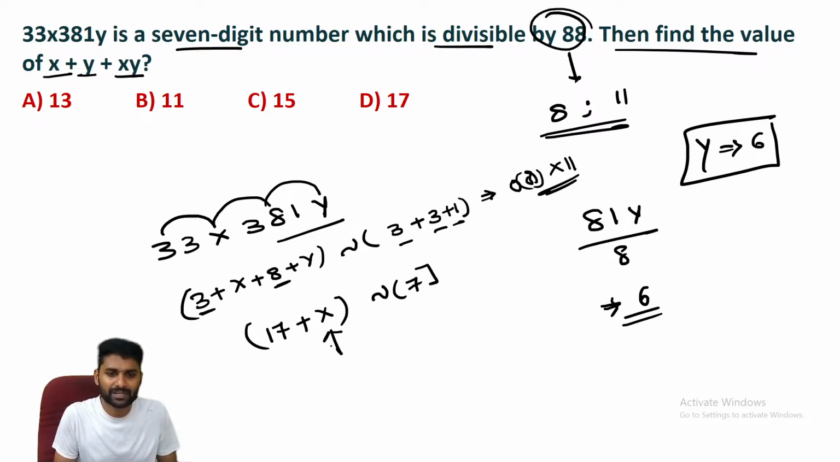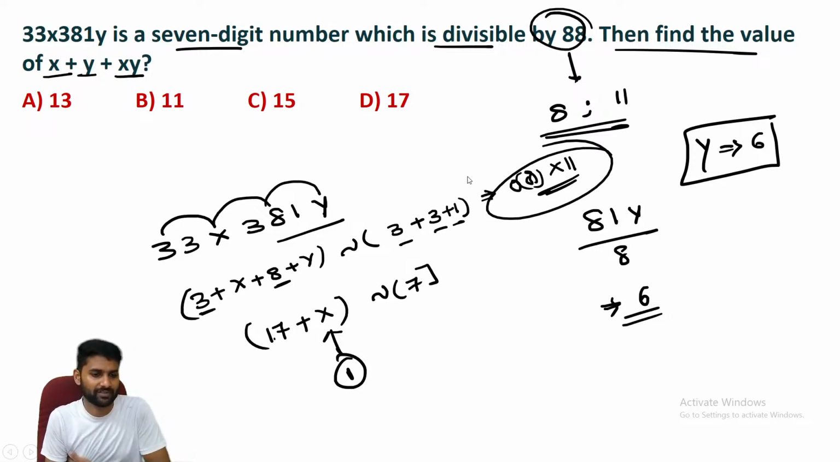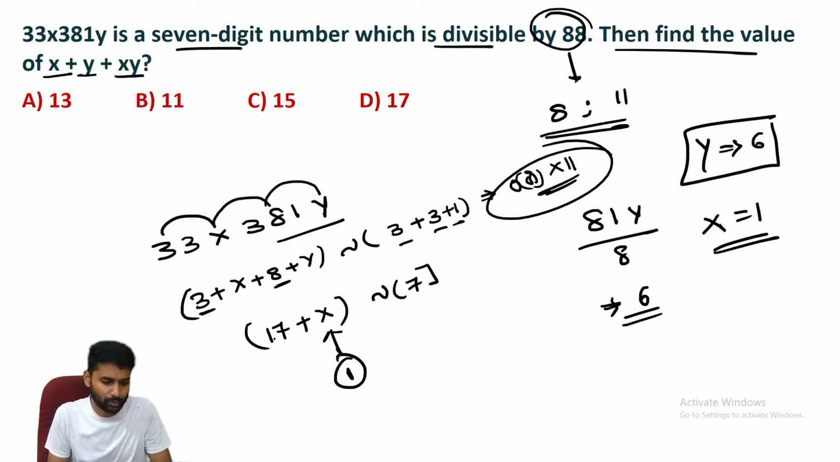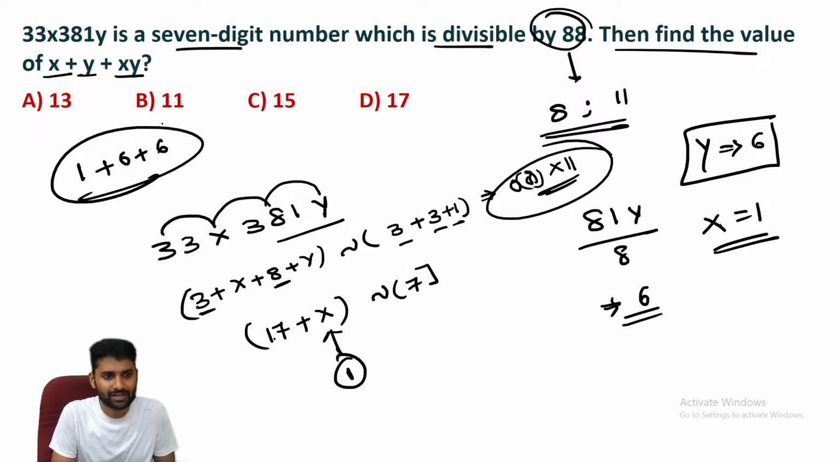Now here x should be replaced with which number? The difference between 17 and 7 is 10, so we need only x value to be 1. Then definitely you will get 0 or a multiple of 11. Now x value is 1, y value is 6. It's all about the basic properties; you must apply those properties. Now x value is 1, y value is 6, x into y is 6, so the sum of all those values is calculated.